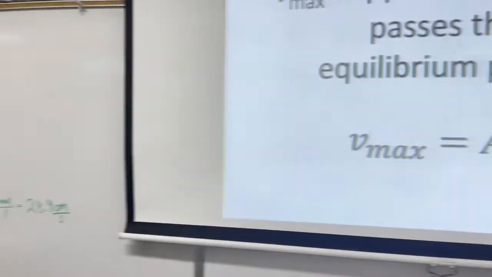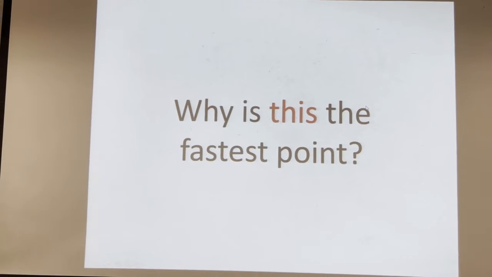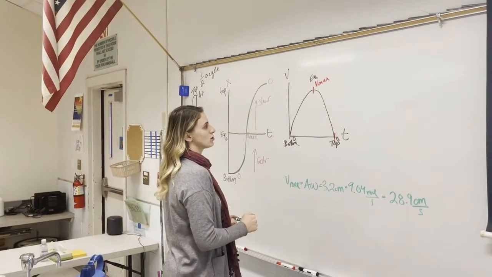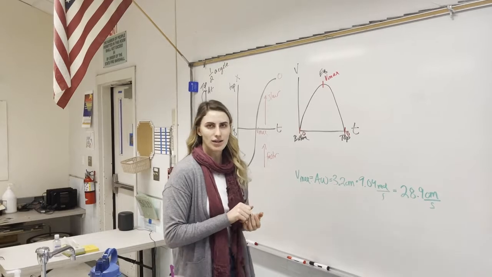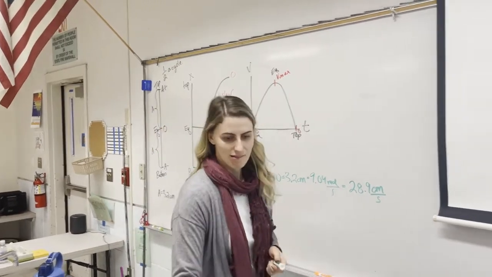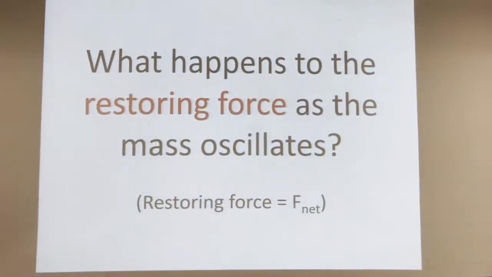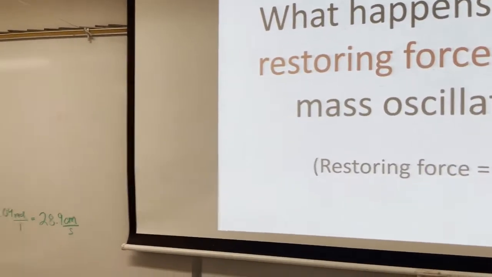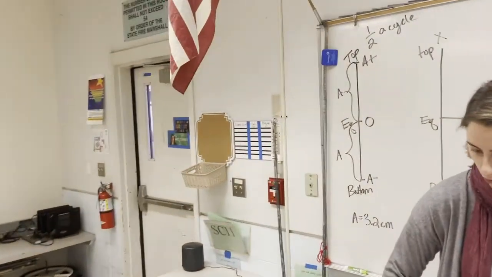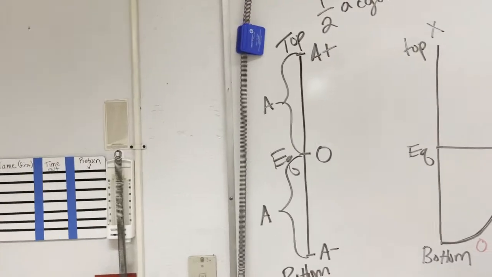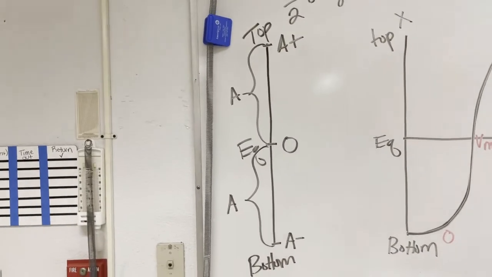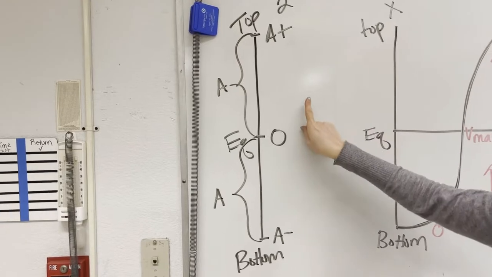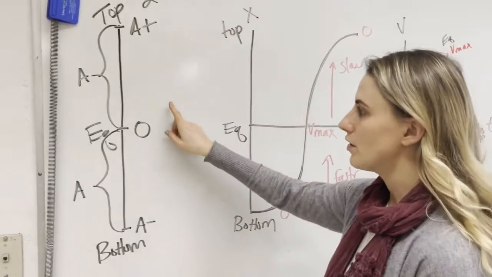Let's go to our next one here. So why is this the fastest point at that equilibrium mark? We need to ask a few questions to answer this. What happens to the restoring force as the mass oscillates? What does equilibrium mean? Well, equilibrium means where the net forces all cancel out. Acceleration is 0.